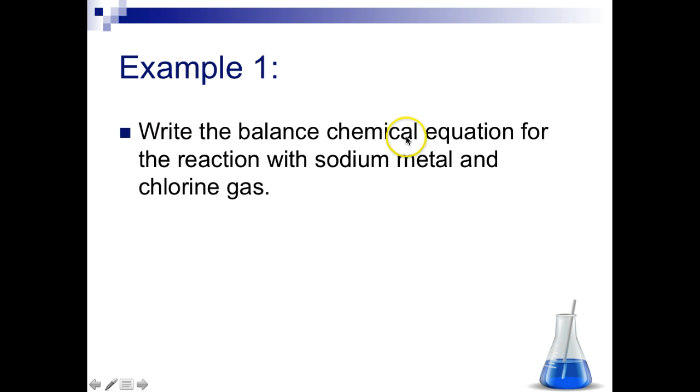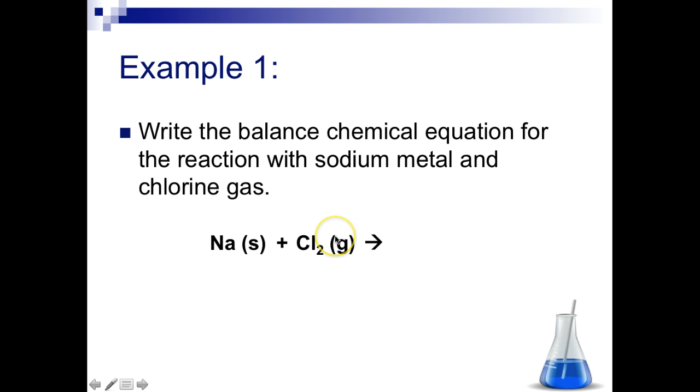Write the balanced chemical equation for the reaction of sodium metal and chlorine gas. So first you start off with, what is the reaction with sodium metal? So what does sodium metal look like? So that's Na solid. And it says reacts with, so it's going to be a plus sign, and then chlorine gas. Chlorine is one of the 7 diatomic molecules, so it'll be Cl2. And remember, the S stands for solid, the G stands for gas, and that is going to produce something.